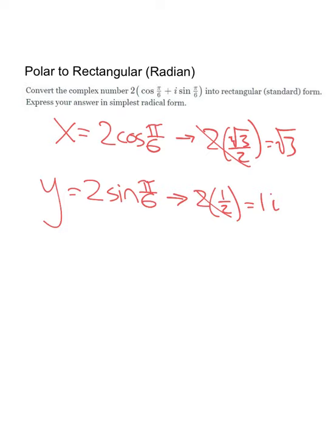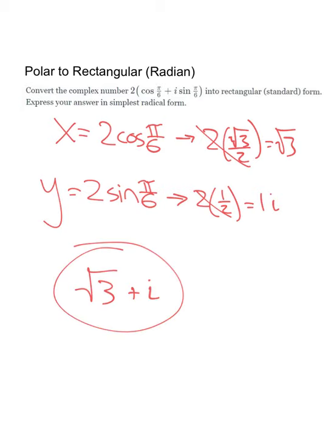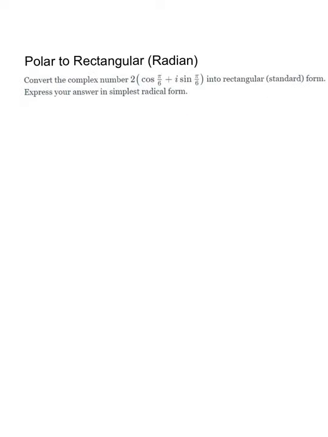All right, so writing this final answer, root 3 is the real component. I'm not going to put the 1 in front of the i for the imaginary component. It's just going to be root 3 plus i. Let's do one more. Well, let's not do one more because I gave the same problem. So you'll practice a couple more on Delta Math and it'll be good to go. No big deal there.